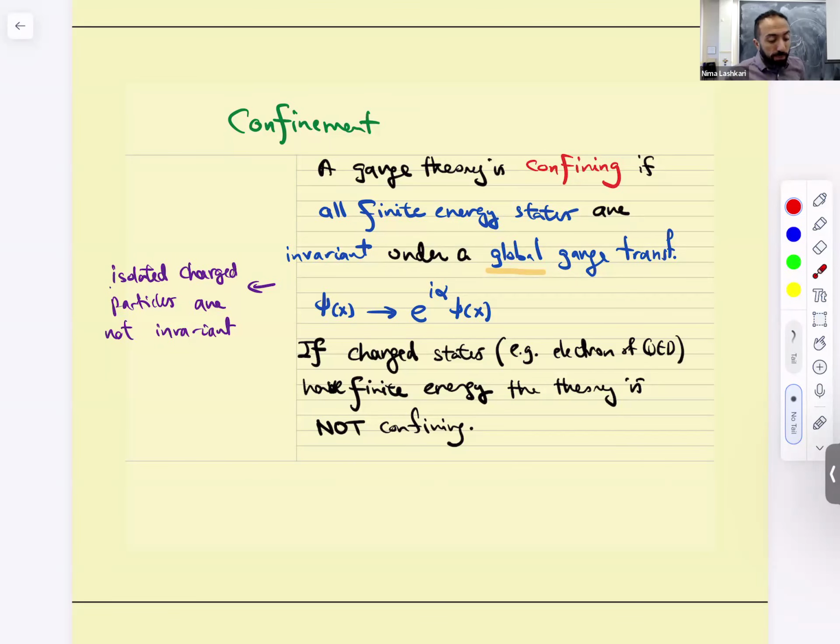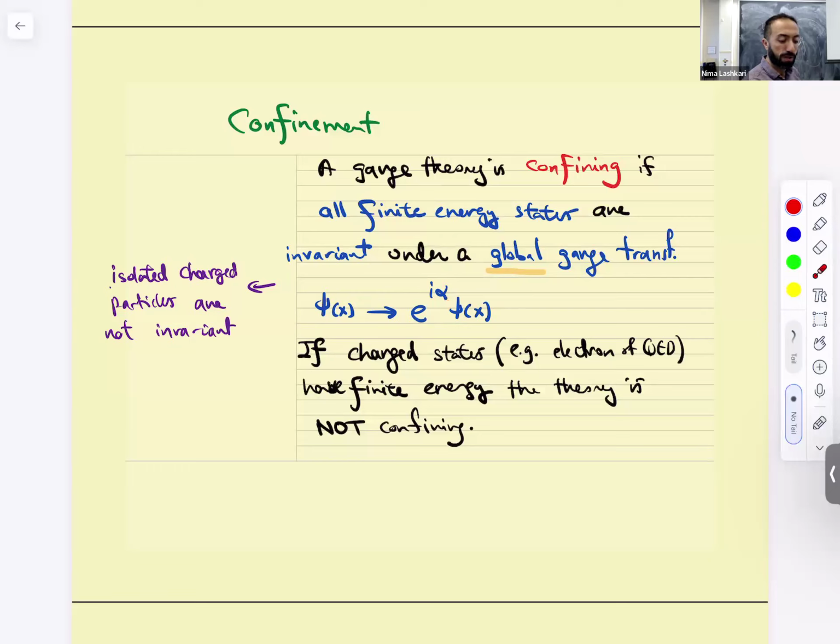All right. Now, we get to your question. Confinement. Here's a definition for confinement. It's a colloquial definition. A gauge theory with matter is confining if all finite energy states are invariant under a global gauge transformation. Don't tell anyone I use these words. What do I mean by global gauge transformation? That's almost an oxymoron. A gauge transformation sends psi of x to e to the power of i alpha of x times psi of x. I'm just saying take this alpha to be independent of position.